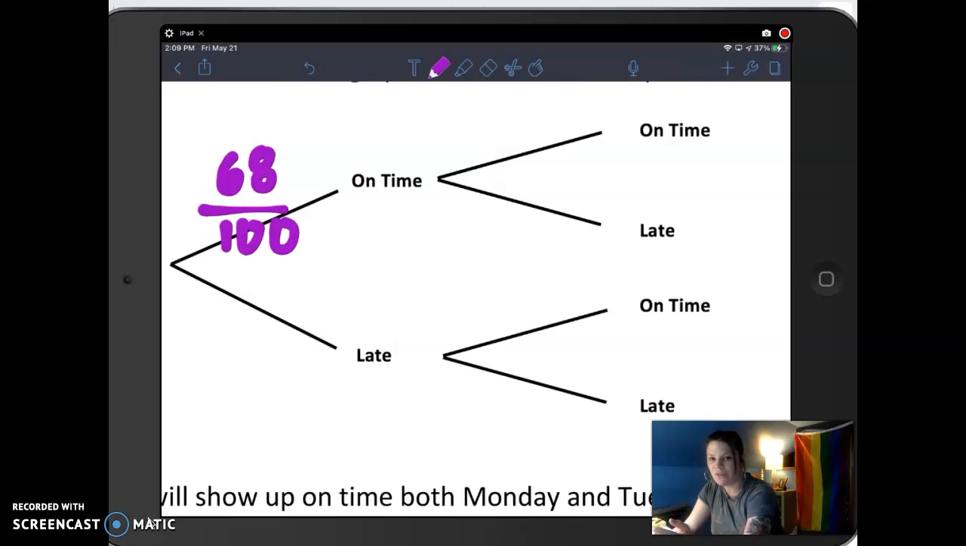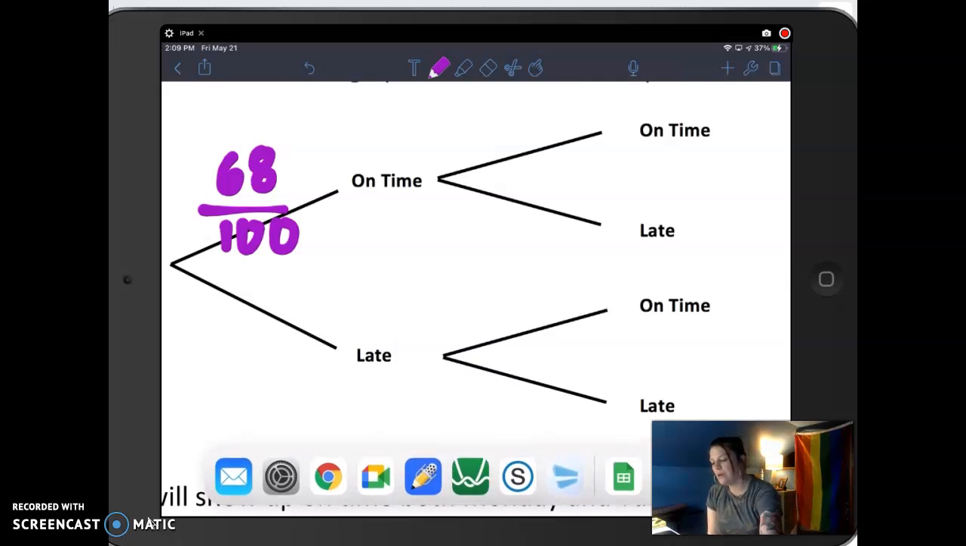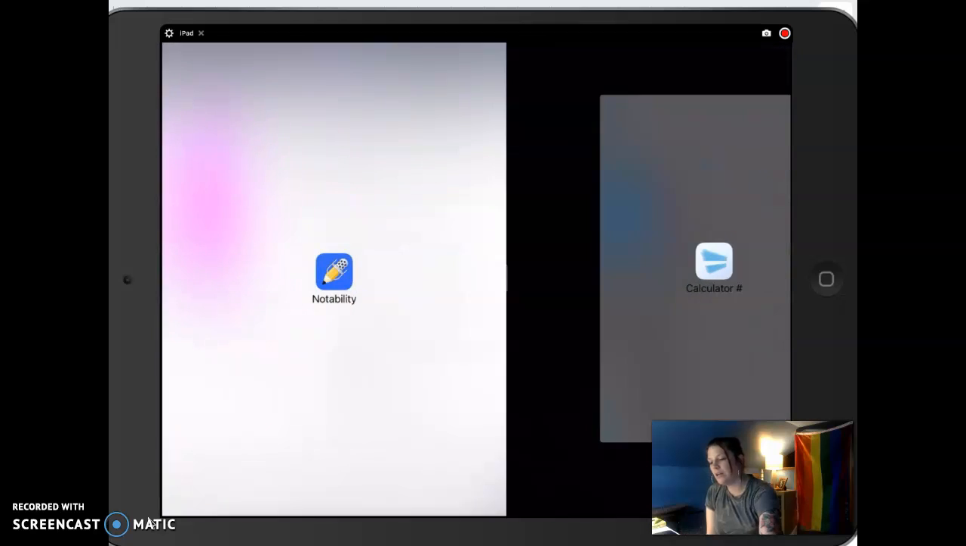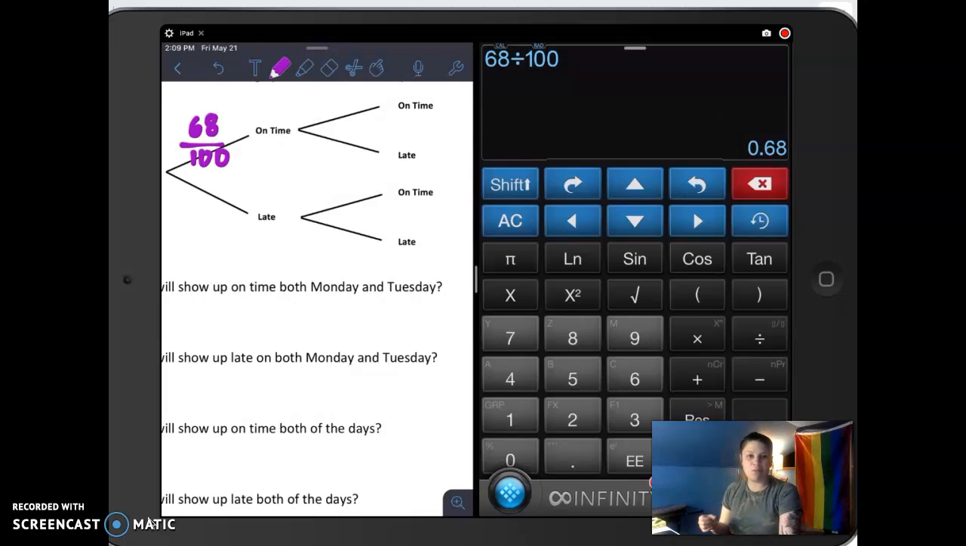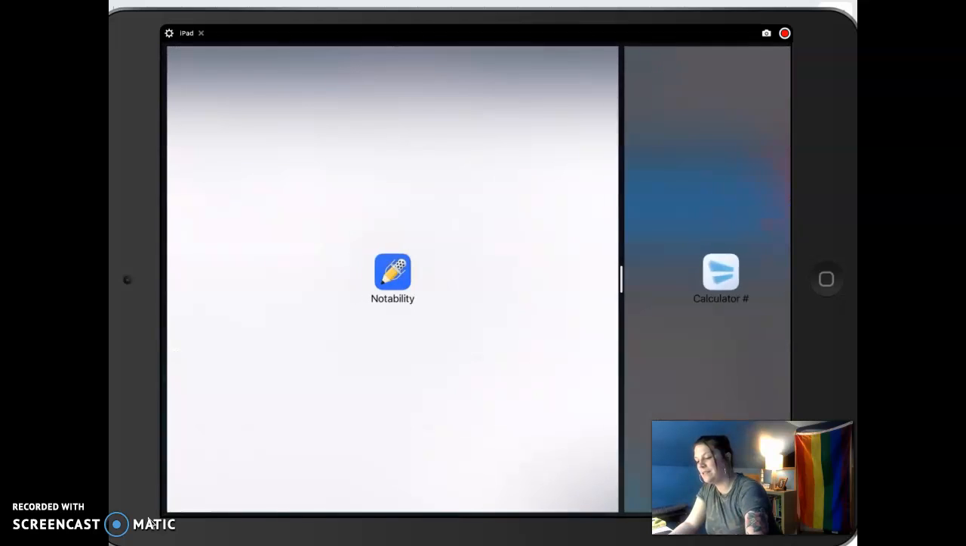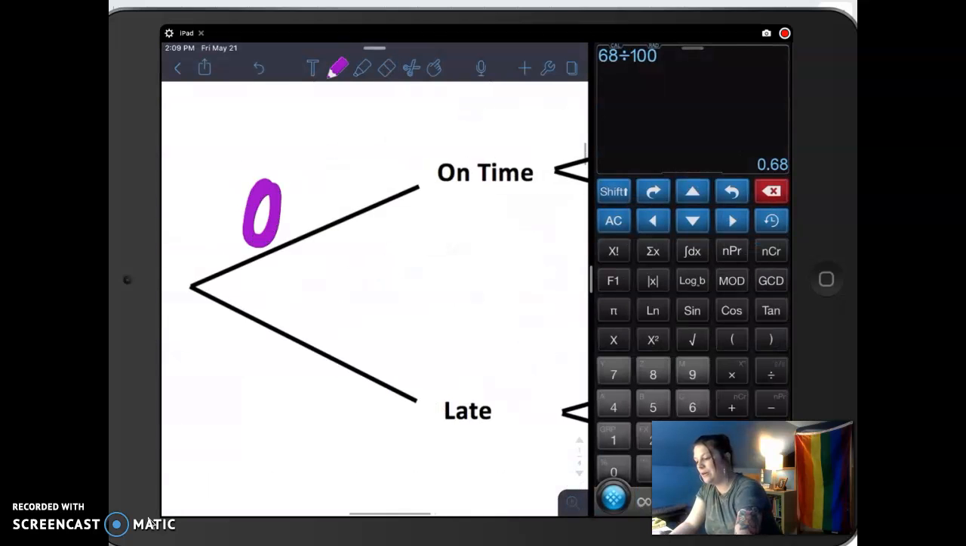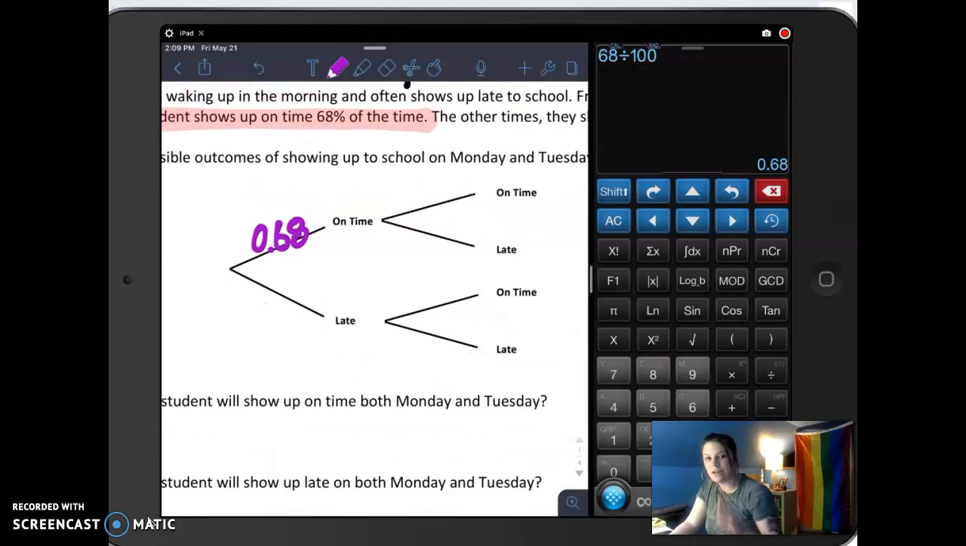That's totally fine. But like we talked about last lesson, I like to change things into a decimal because then it's less typing. So I'm going to get my calculator out if you need to. Hopefully you're starting to see that there's a pattern when you turn something into a percent. It's the same number but as a decimal. So I'm going to rewrite this as 0.68, and that is the probability that they are on time.